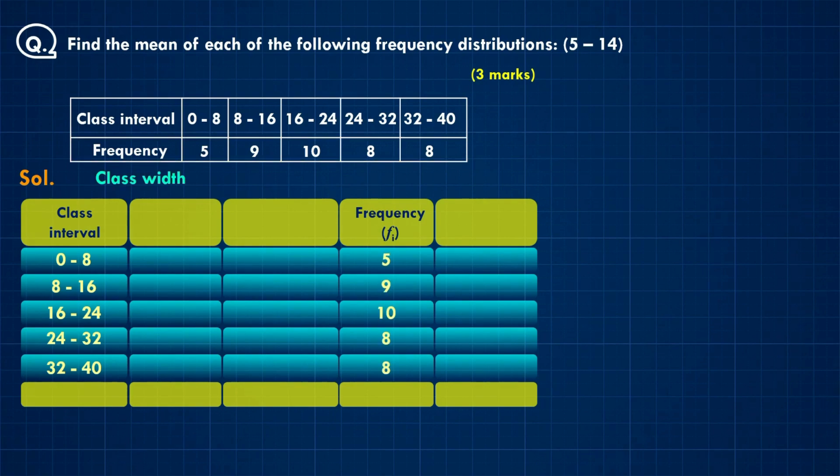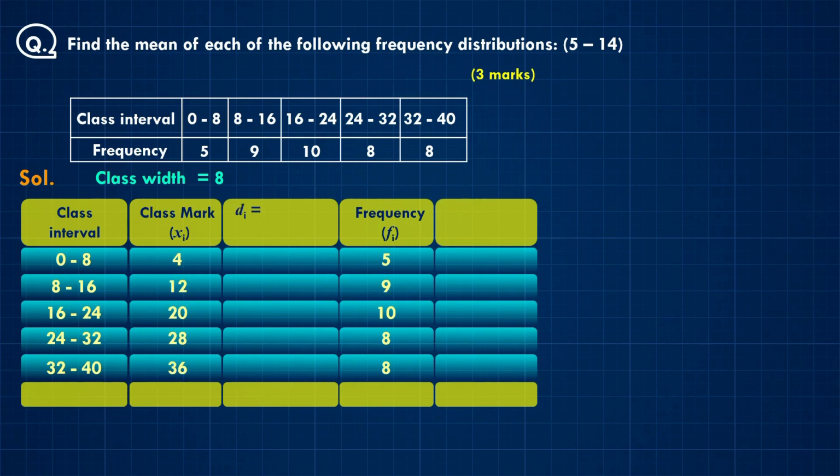Now here take a look. Here also we have the same class width. So we will just calculate the class width, and then we have to first calculate the class mark, that is lower limit plus upper limit by 2, and then keep on adding the subsequent class width. You will get the next class mark.